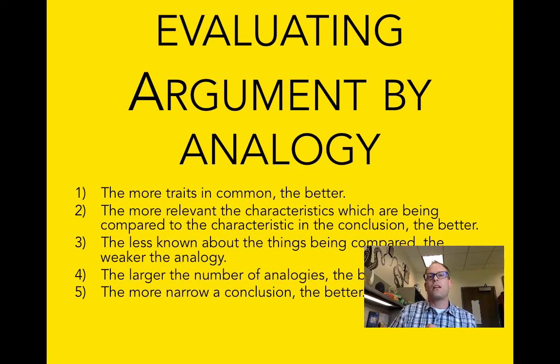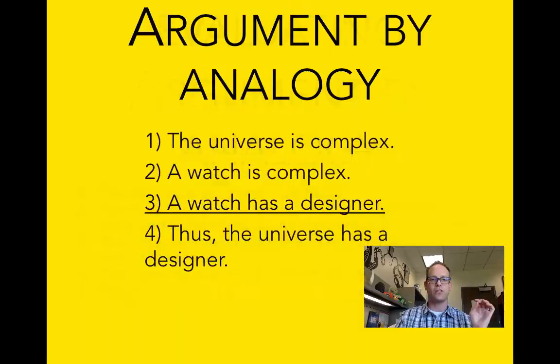So that's kind of the straightforward reasoning there. Number 4, the larger the number of analogies, the better. So the more analogies you can draw between these two things, the better. And 5, the more narrow a conclusion, the better. Meaning, I'm not going to test you on this very much, but the more radical and far-reaching the conclusion that you're trying to make, the more evidence you're going to need to have it. And so when you're doing an argument by analogy, or you're evaluating an argument by analogy, you want to try and make sure that the conclusions that you have are narrow and focused.